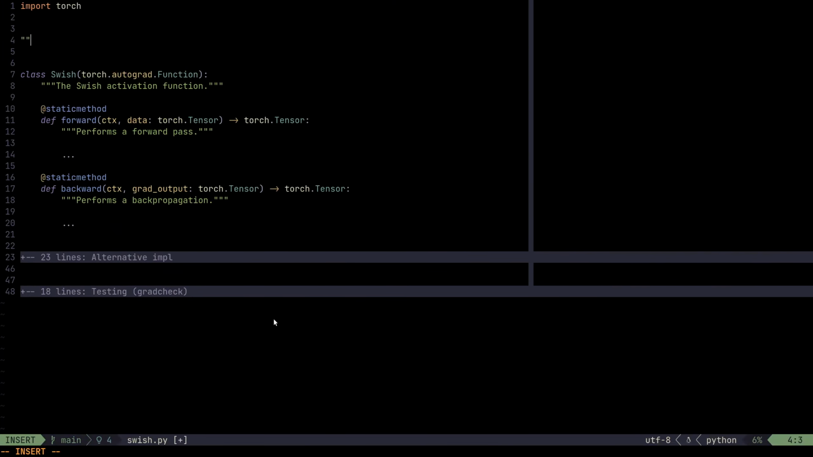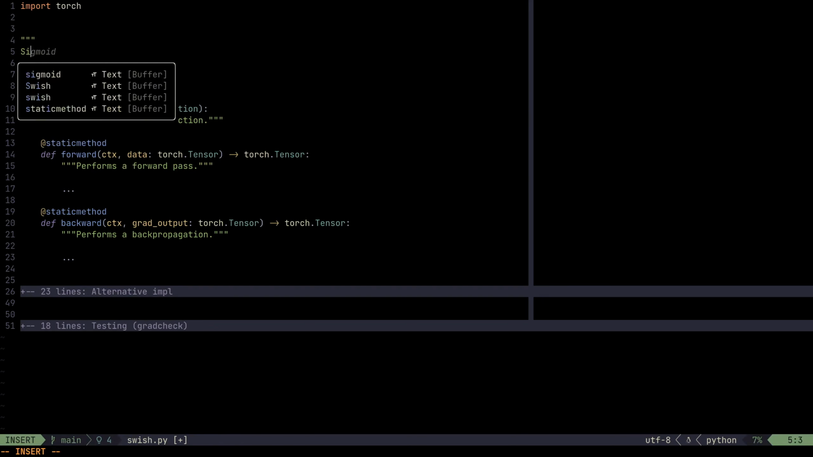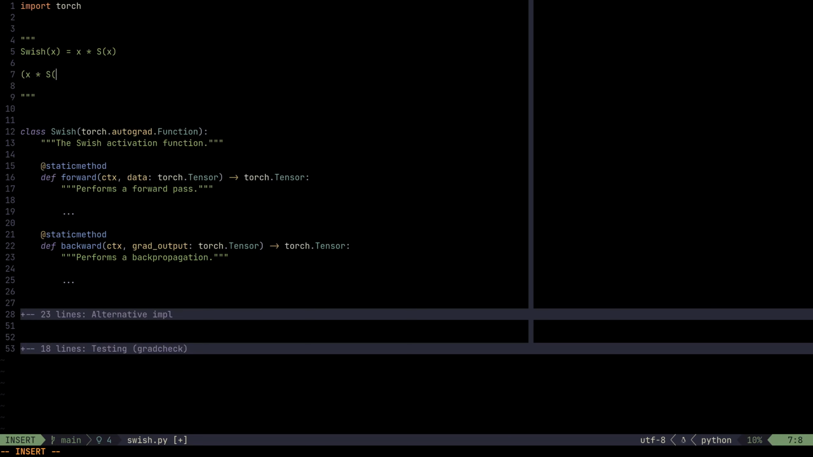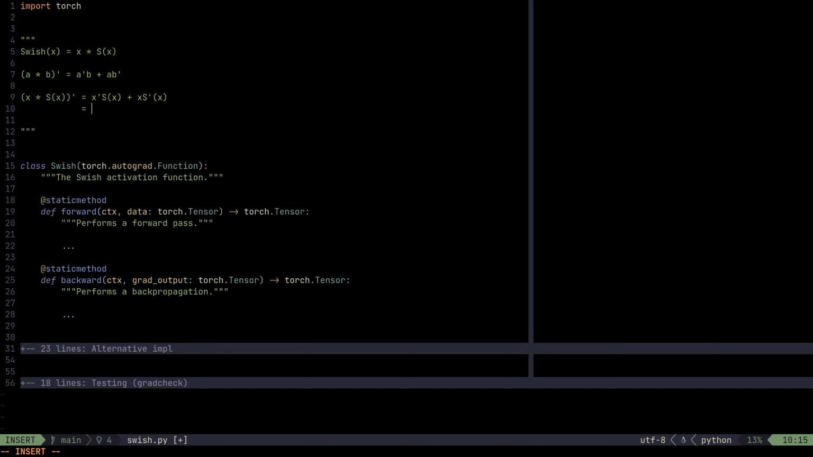The first thing we're going to do here is compute the derivative of the Swish. So we need the gradient. Swish of x, we know that's x times sigmoid of x. And we need to find (x times s of x) prime. Now, we're going to be using the derivative of the multiplication formula, which tells us that (a times b) prime is a prime b plus ab prime. Applying this formula here, we get x prime s of x plus x s prime of x. x prime is 1, so that's s of x plus x times the derivative of the sigmoid. Well, we know that's sigmoid times 1 minus sigmoid.